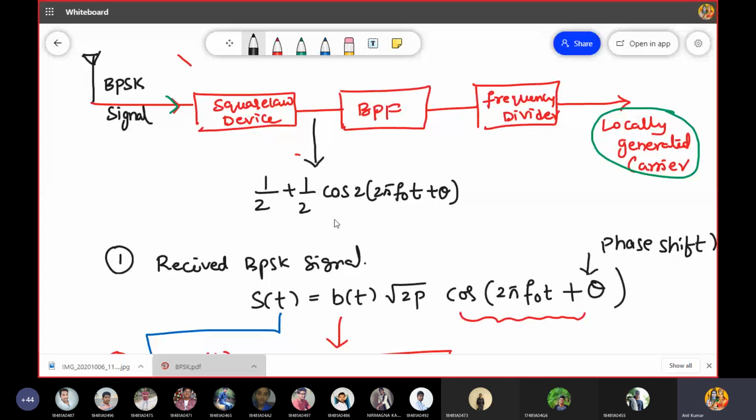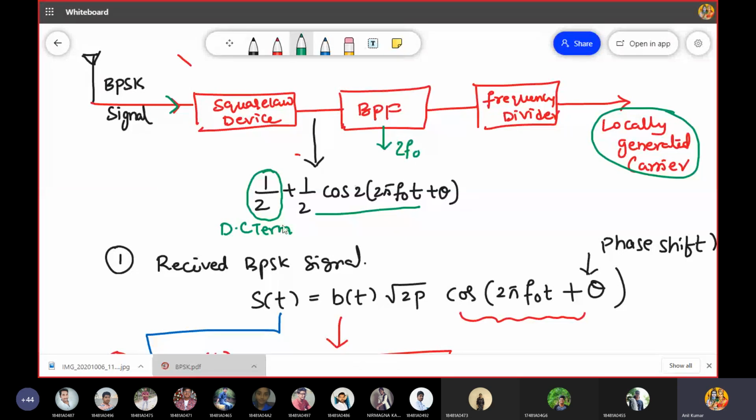Right? So what is this? This one is called the DC term, and this is called the carrier frequency term. Now if you pass this through the band pass filter, what happens? What is the center frequency of the band pass filter? The center frequency of the band pass filter is 2 into f0.